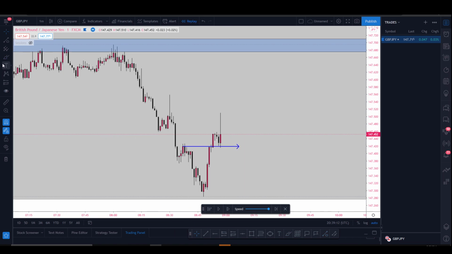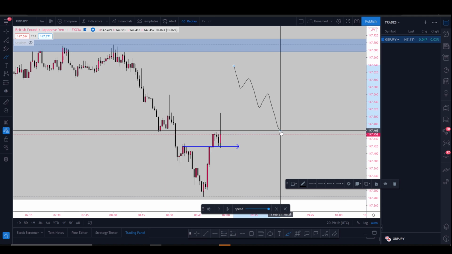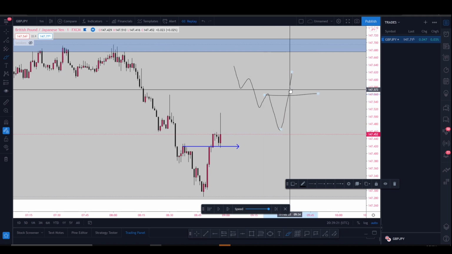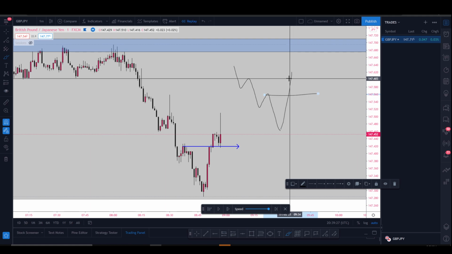Now, a break of structure is when the market is creating a certain type of market movement. So, for example, lower lows, lower highs, lower lows, lower highs, and then the market takes out a previous lower high. This signifies a break of structure, and it tells you that the market is strong and there's a lot of momentum to continue going towards the upside.